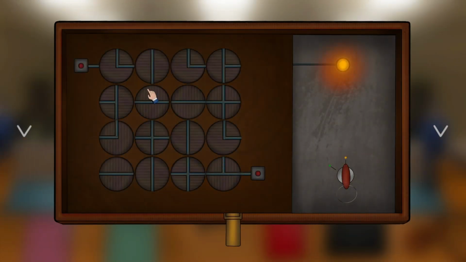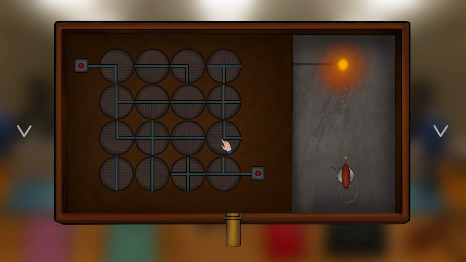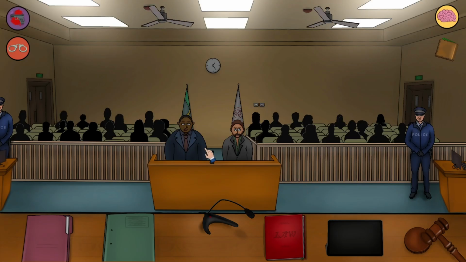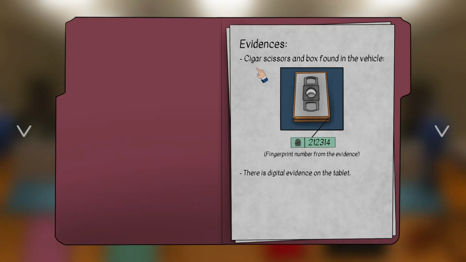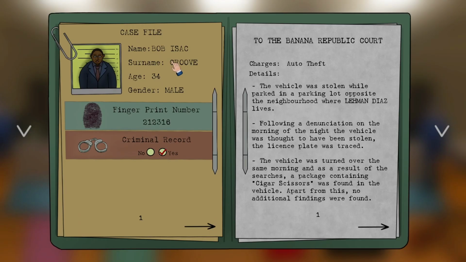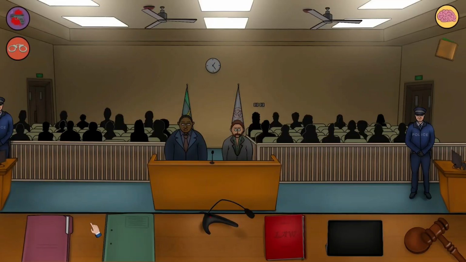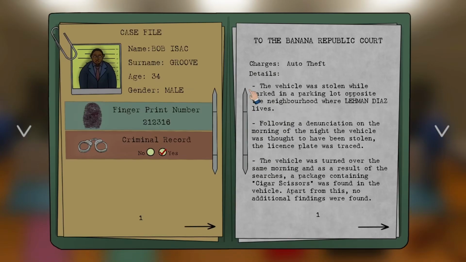Let's immediately get this. So we're just gonna go. There we go. Alright, our evidence. Cigar scissors and box found in the vehicle. We got 212314. There is also digital evidence on the tablet. I'm going to start maybe reading this first. So we got Bob Isaac, 212316. What is it? 212314. I'm guessing it's the other guy. 212314. So we have Connell Green, which is the person with the evidence with his fingerprints on the cigar box.